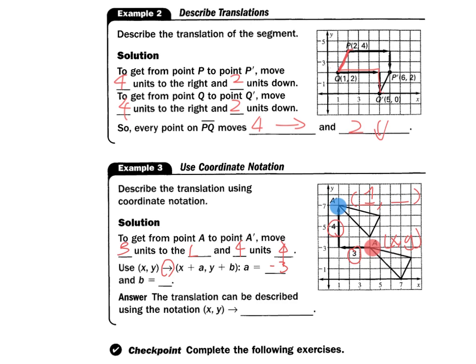Right here. And then for b, I have to take the y coordinate. In this example, y is 3. I move up by 4, so that's how I end up with 7. So my b is 4. And if I have to generalize this, x, y is transformed to x minus 3, y plus 4. Again, this is the part that we call the new image.